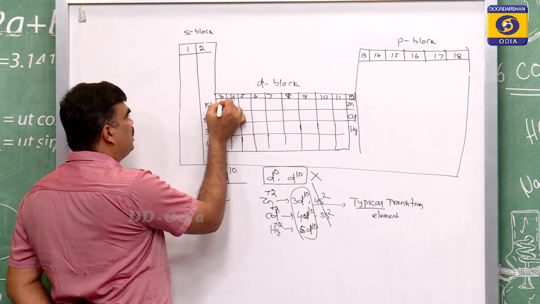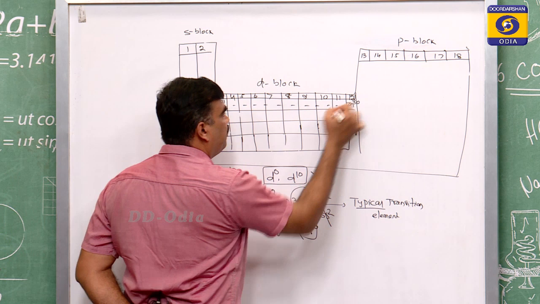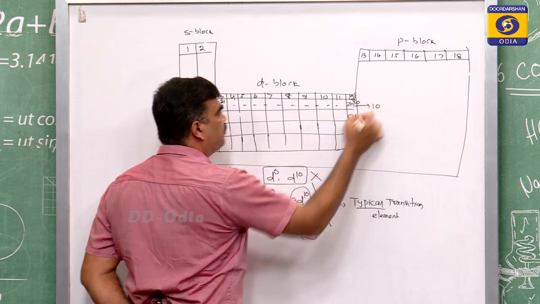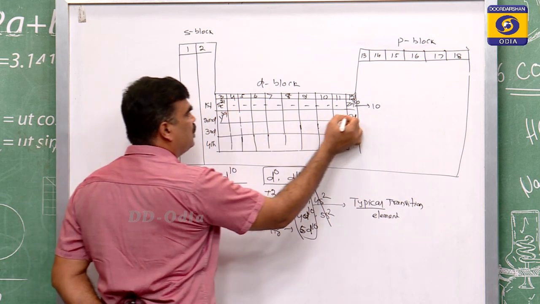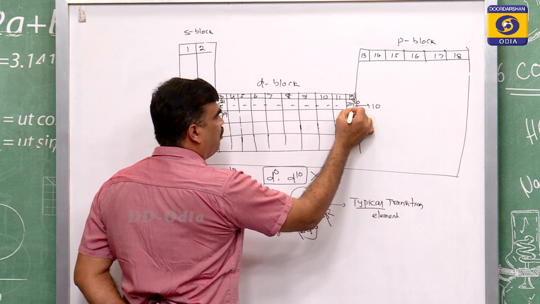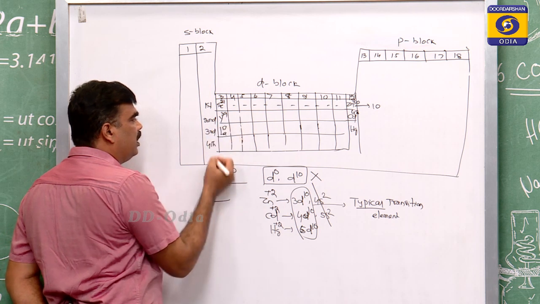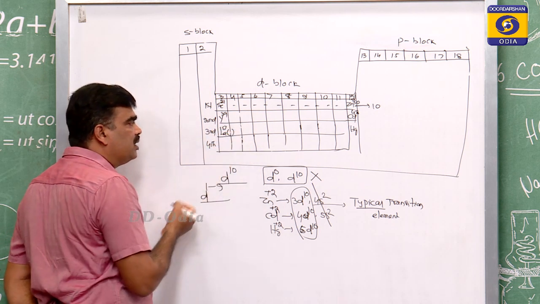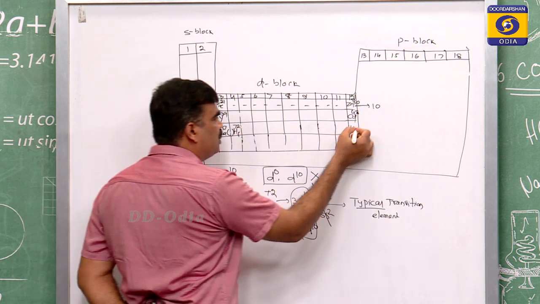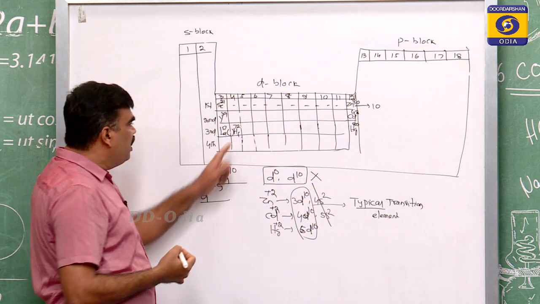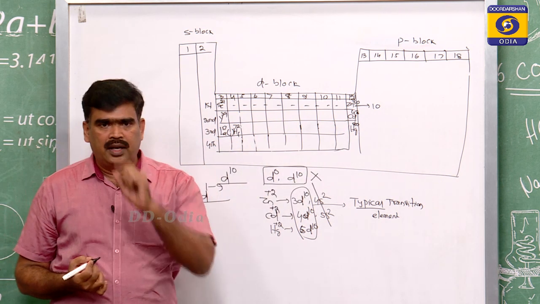The first transition series starts with scandium 21 and continues till zinc 30. It contains 10 elements. The second transition series starts from yttrium 39 and proceeds up to cadmium 48. The third starts from lanthanum 57, then come 14 elements called lanthanides in between, then you start with hafnium 72 and it proceeds up to mercury 80. So from hafnium 72 to mercury 80, there are 9 elements.